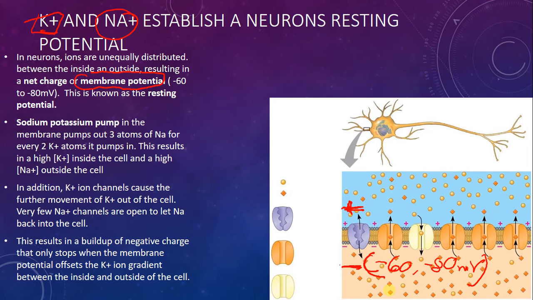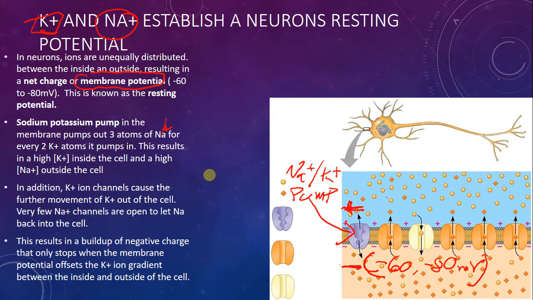Why is the inside negative? Well, it has to do with the sodium-potassium pump. The sodium-potassium pump, like we talked about way back in the cell unit, is a membrane pump that pumps out 3 atoms of sodium. I can't read today. So the sodium-potassium pump pumps out 3 atoms of sodium.